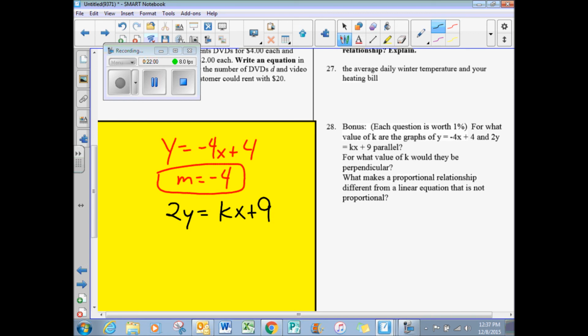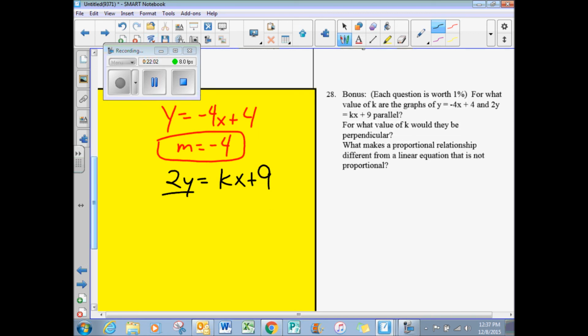So what's its slope? I don't know yet. I have to get y alone. So y equals k over 2x plus 9 halves or 4.5. Right? I mean, it's just a k. That's what's kind of funky, but that's just a number.